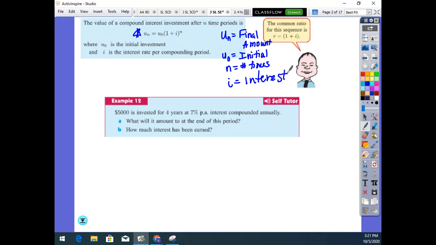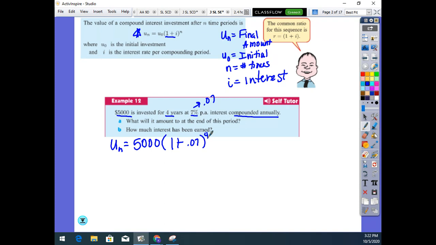All right, so our first problem is we're investing $5,000. So we're going to say U sub n for now. We need our initial amount. This is our principal. Invested for 4 years at 7%. So 1 plus, remember, we always have to move our decimal, 1 plus 0.07, compounded annually, so 1 time a year for 4 years is 4.